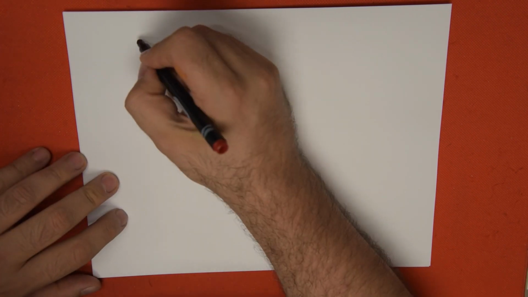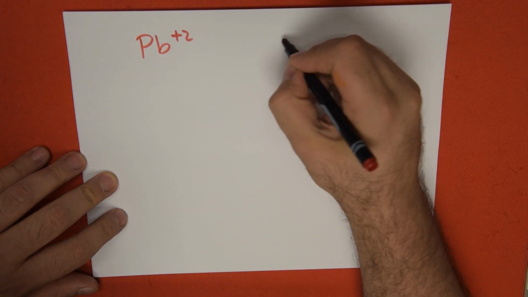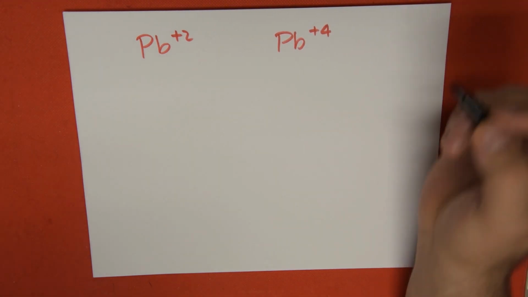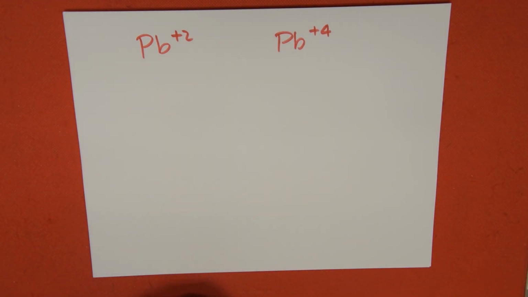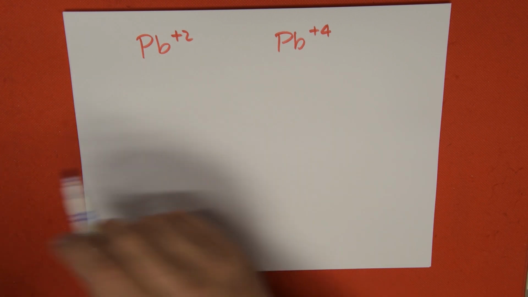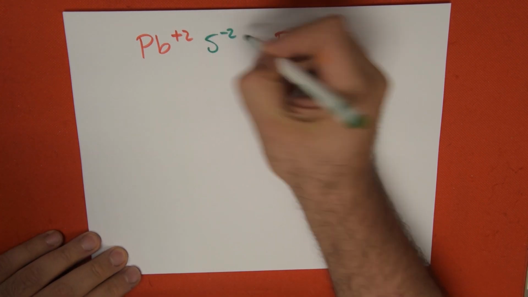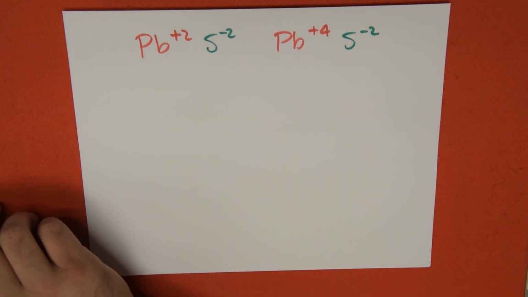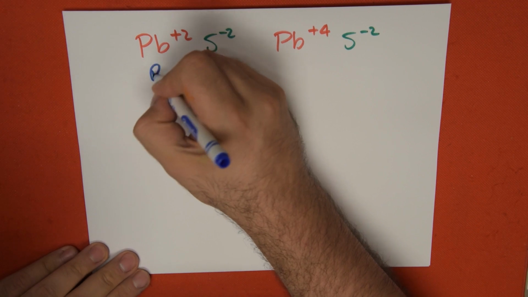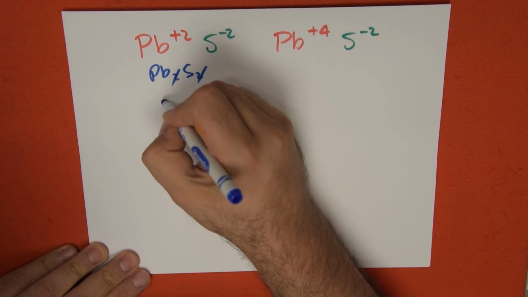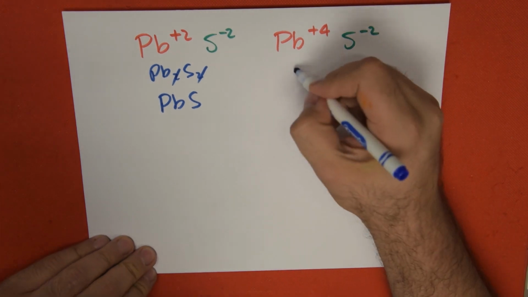One last example, just so that we can really solidify this knowledge. And let's try it with lead. Lead is also quite a popular metal. So lead, there's lead +2, there's lead +4, and I'm going to use another nonmetal, let's try sulfur for the nonmetal. Sulfur is -2. We create our formulas first and we do the crisscross. So Pb2S2, we cancel out the 2's, we get PbS.